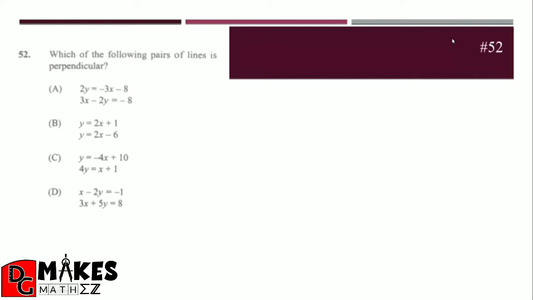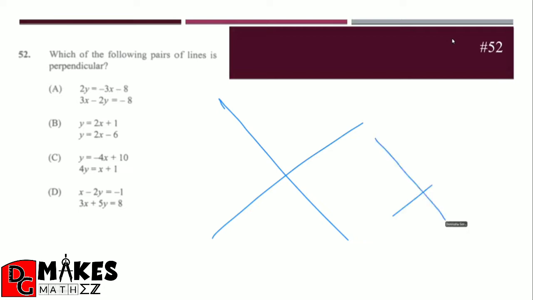Question 52, and it says, which of the following pairs of lines is perpendicular? Now, what do you know about lines if they're perpendicular? If this line looks like this, and I'm going to attempt to draw a line perpendicular to it, kind of, forming 90 degrees right there, then it means one of them is sloped the total opposite way to which the other is.